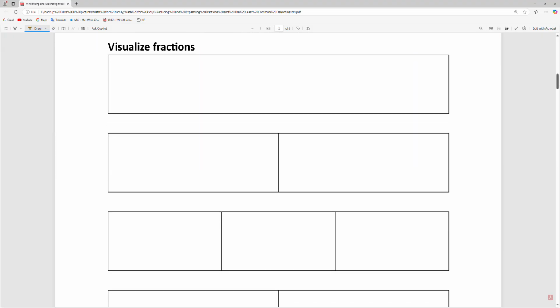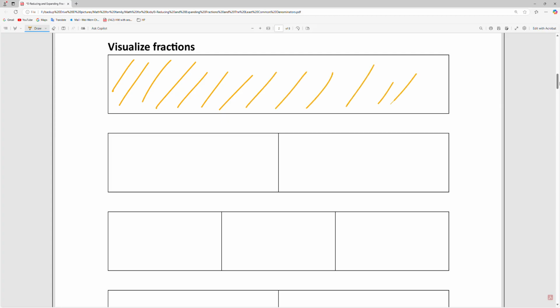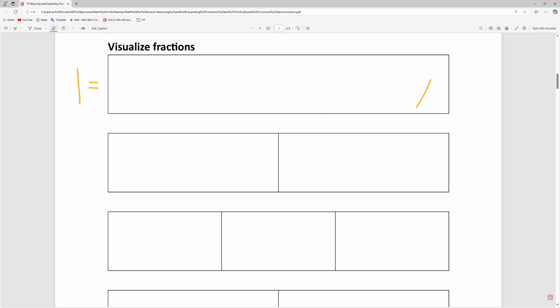Visualize fractions. If I share the whole thing, I will say this is 1. 1 equals 1/1, right? Let me erase because I need a space to write.